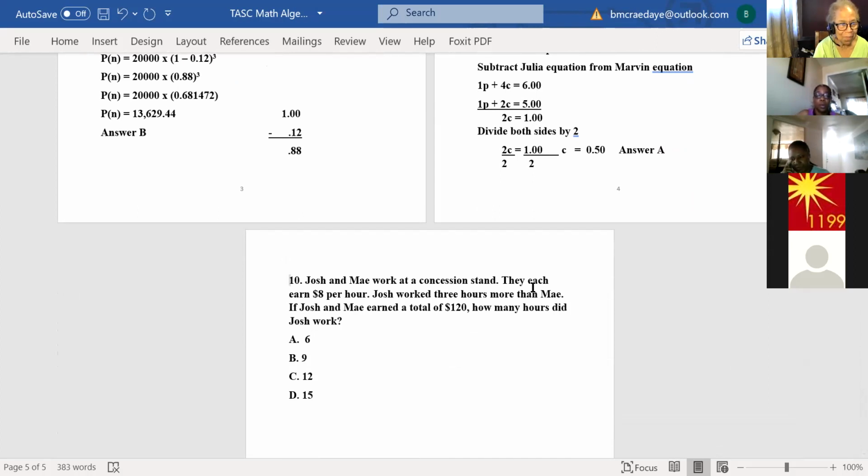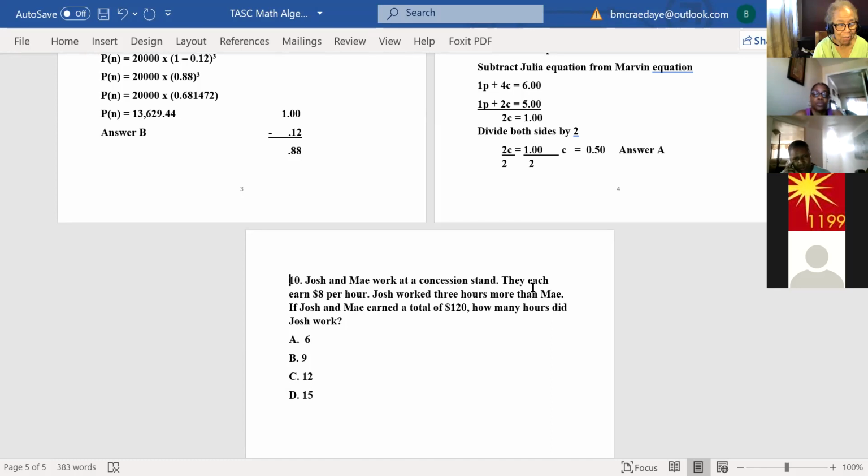$8 per hour. Josh worked 3 hours more than Mac. If Josh and Mac earn a total of 120, how many hours did Josh work? They each earn $8 per hour, right? But Josh worked 3 hours more than Mac. They each earn $8 an hour.